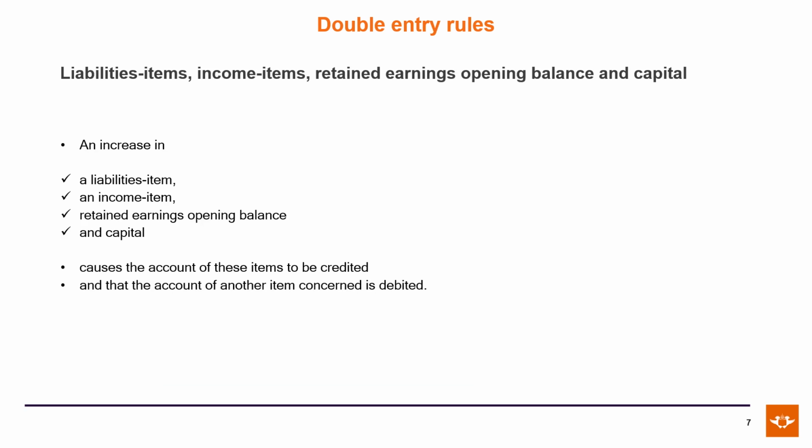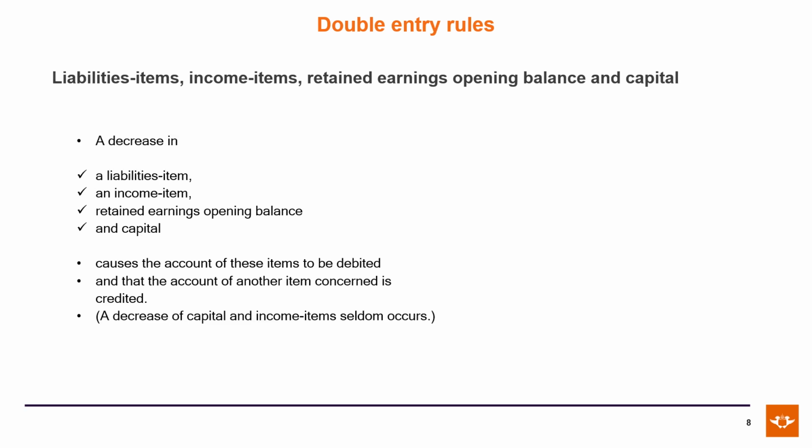On the right-hand side, we have now liabilities, income, retained earnings, and capital. For these items, for them to increase, you need to credit this account and debit another account. To decrease liabilities, income, retained earnings, and capital, you need to debit this account. If you debit those accounts, then another account must be credited, which brings us to this rule now. For the items that are on the right-hand side, which are liabilities, income, retained earnings, and capital, they increase on the credit side by being credited, and then they decrease by being debited.